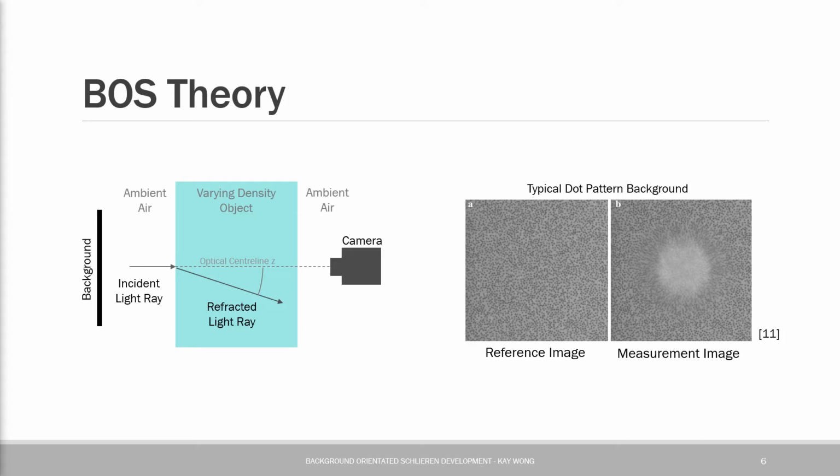As mentioned, light bends when it enters an object of different density. The BOS setup does not use a knife edge to block deflected light rays. Instead, BOS captures light rays from the background image distortion of two images. One image without the object and another image with the object. The difference in the two reveals the light ray deflection. Typically, a dot background pattern is used.